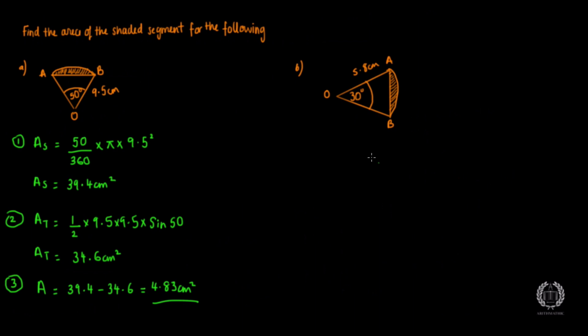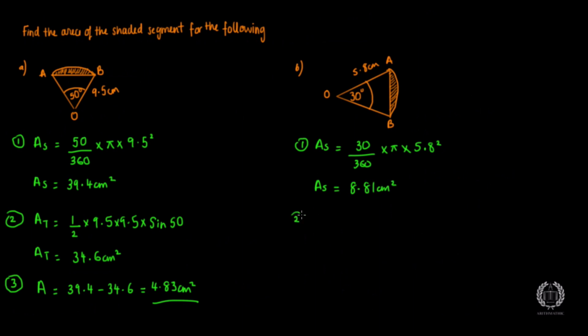Okay, so if we go to the second one now, again, what we're going to do is find the area of the sector. So straight away, it's going to be theta over 360. So theta is 30 over 360 times pi r squared. So it's pi times r. My radius is 5.8, so this is going to be 5.8 squared. If we put that in the calculator, the area of the sector in this one should give you 8.81 centimeters squared.